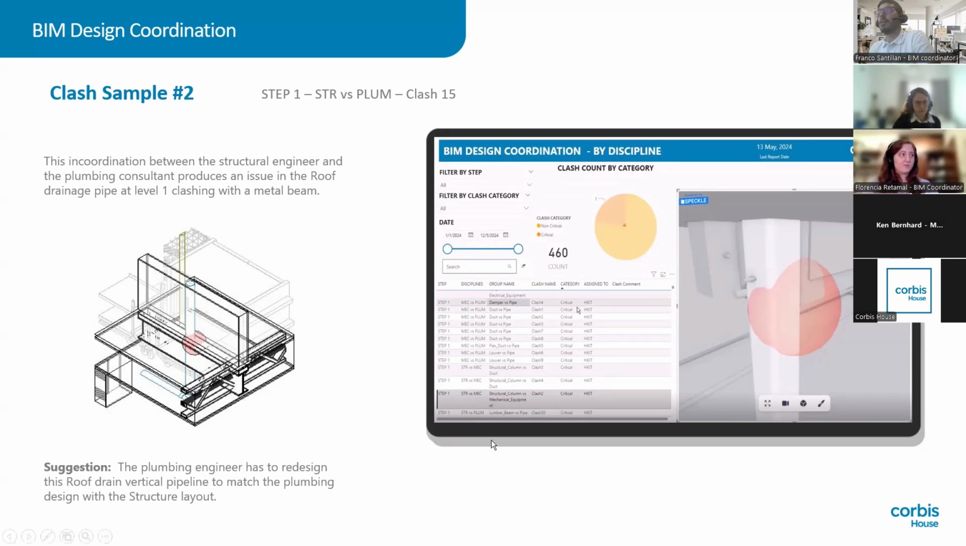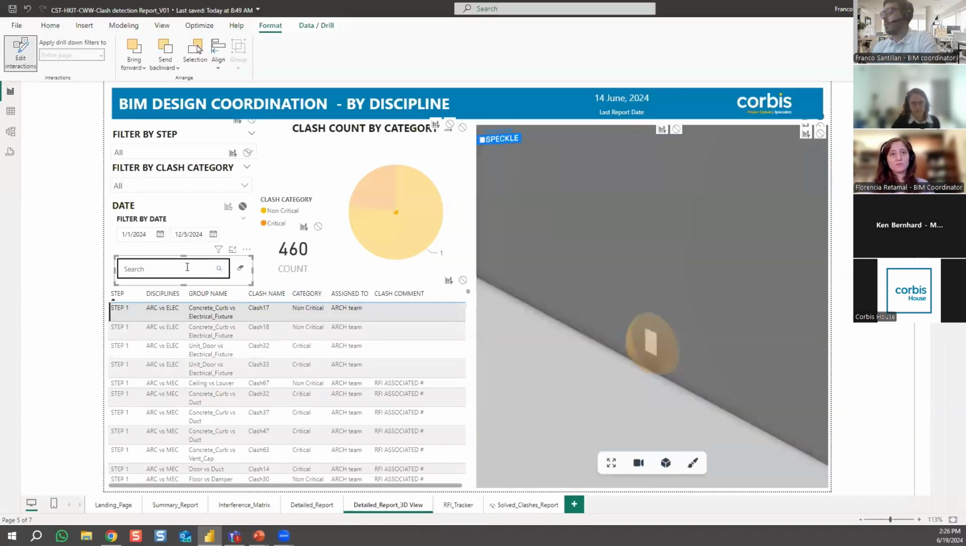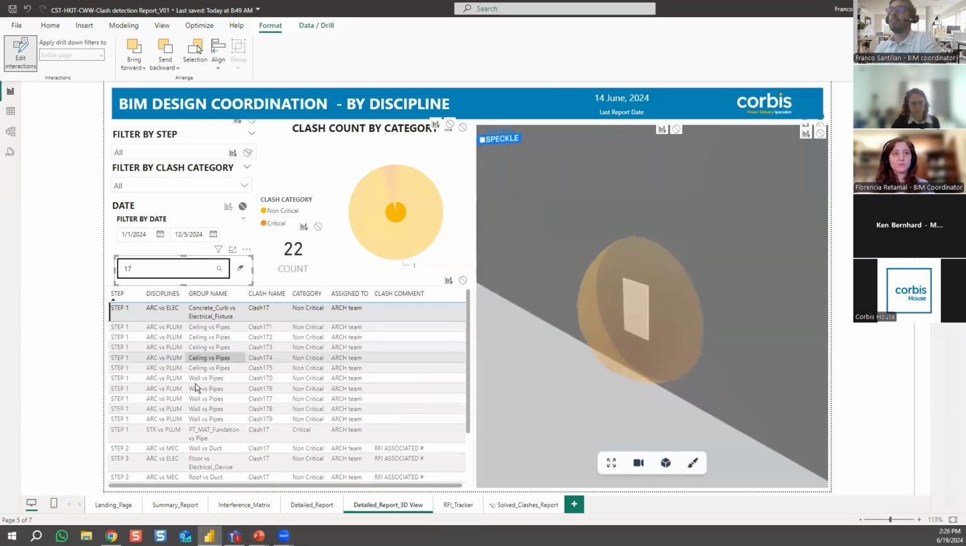those levels. So in this case, we made a test between the structural design and the plumbing design, and we found that the plumbing engineer was placing all the drainage roof. Let me show you in the real report.